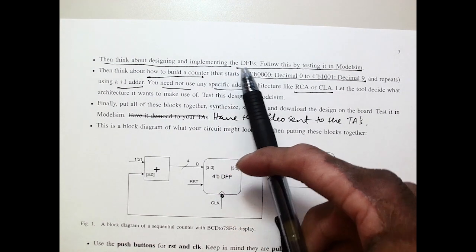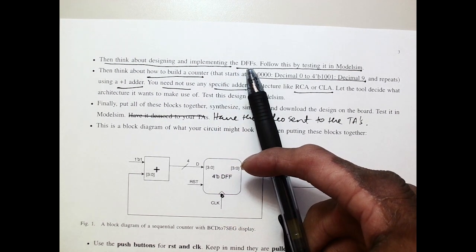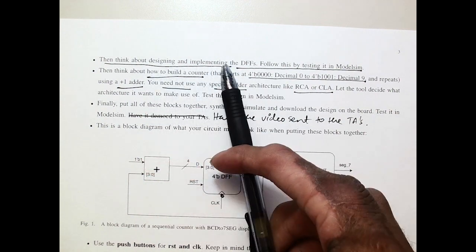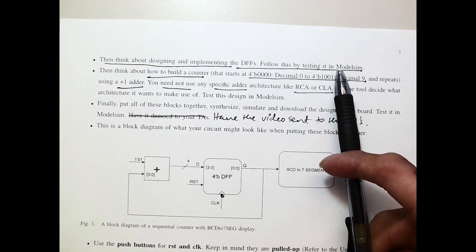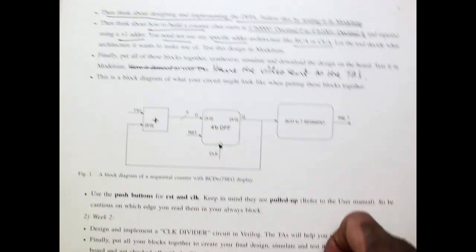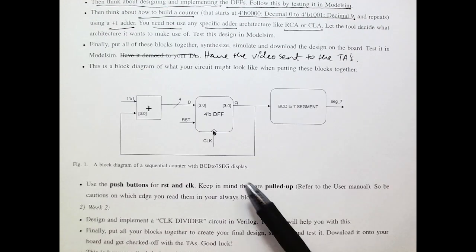The next thing you want to do is build a D flip-flop, more specifically an edge-triggered D flip-flop. So think about design and implementation. I will explain this as well, and then follow this by testing it in models. Lastly, you want to build a counter.